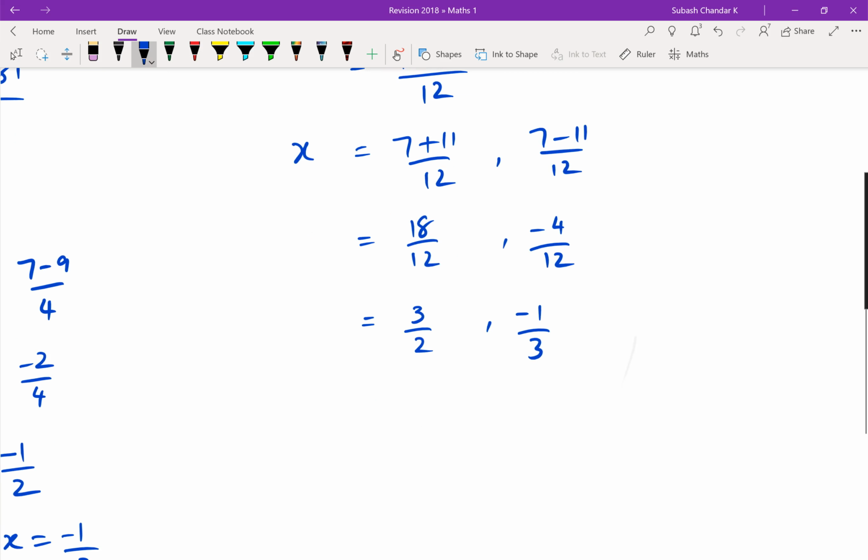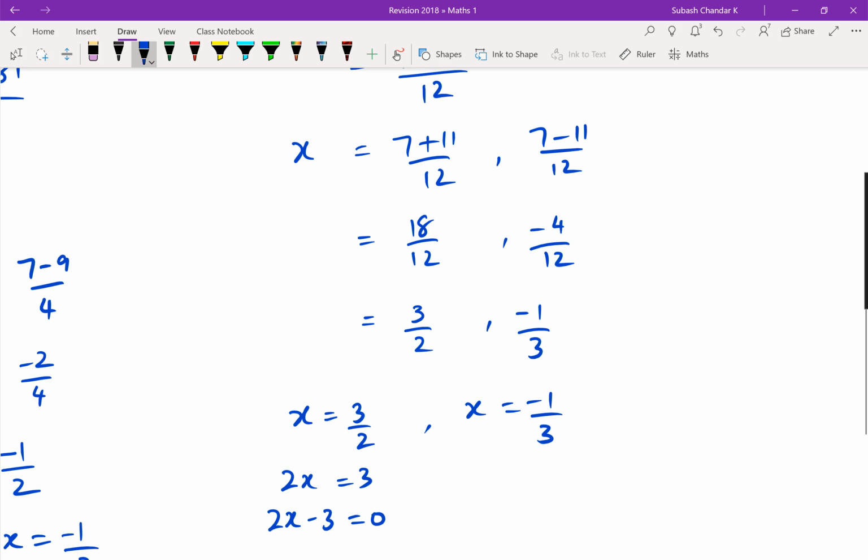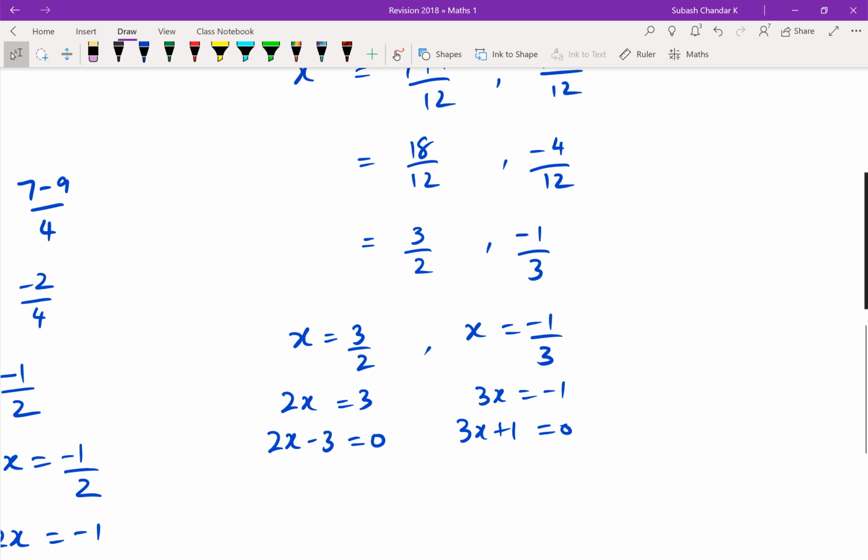Now those two are the solutions, which means the factors are going to look like this. Cross multiply first. So you've got 2x equals 3, and then 2x minus 3 equals 0. 3x equals negative 1, 3x plus 1 equals 0. So the two factors are 2x minus 3 and 3x plus 1.